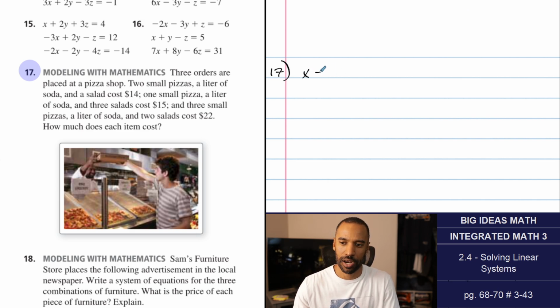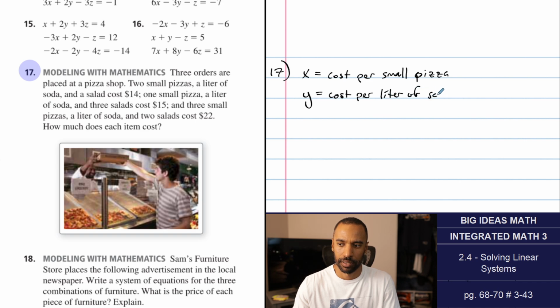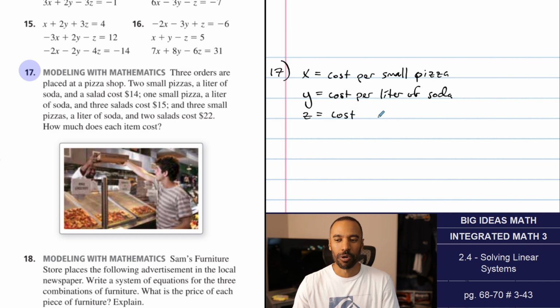I'm going to define variables here. I'm going to let x equal cost per small pizza. You can tell that when they say how much does each cost and we don't have things for them, we can define them. These are in dollars, I guess. Y is cost per liter of soda. And then Z is cost per salad. Pizza, soda, salad.